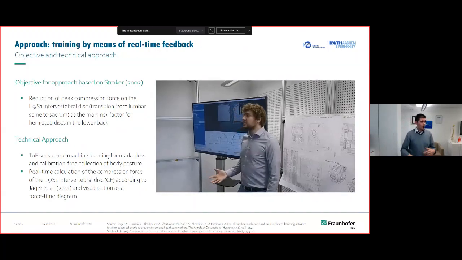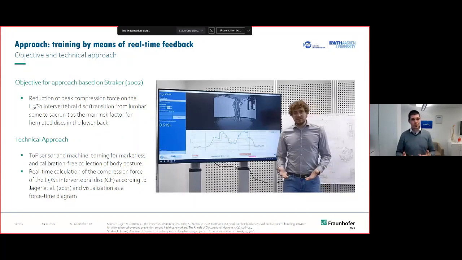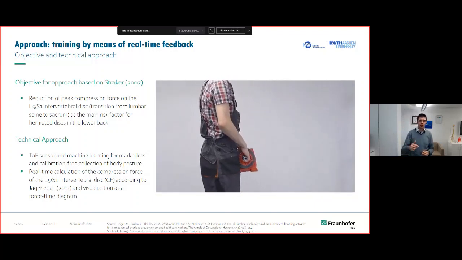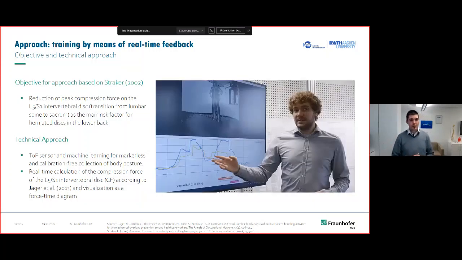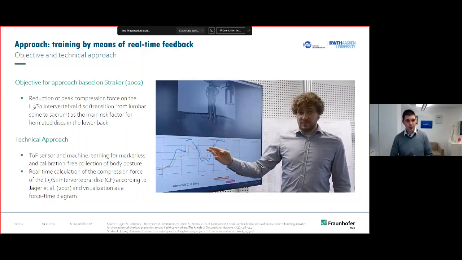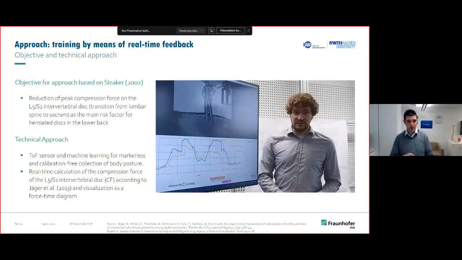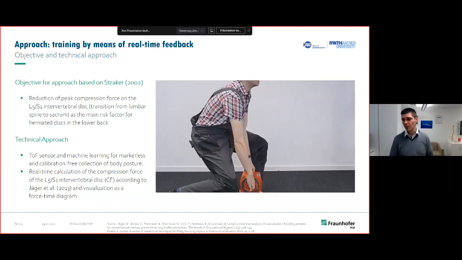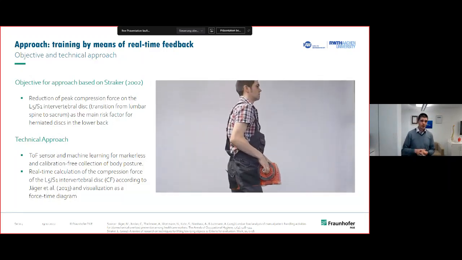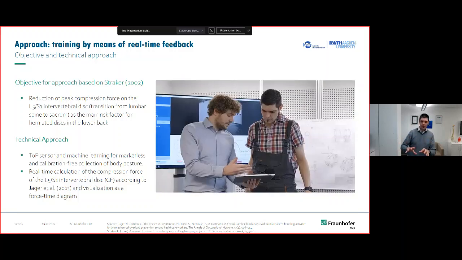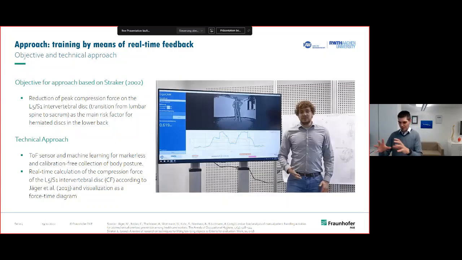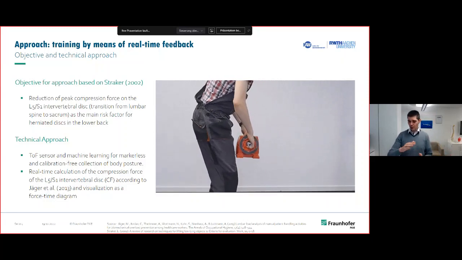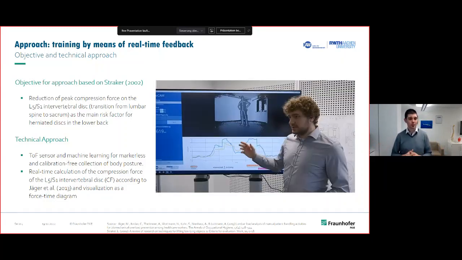So what we thought about is to use real-time motion capture feedback for the training. The feedback is based on the scientific findings of Straker, who said that a biomechanical value, the peak compression force, is the main risk factor for musculoskeletal disorders. So we used this factor and not an observational methods value for the feedback. And so we have a continuous output.